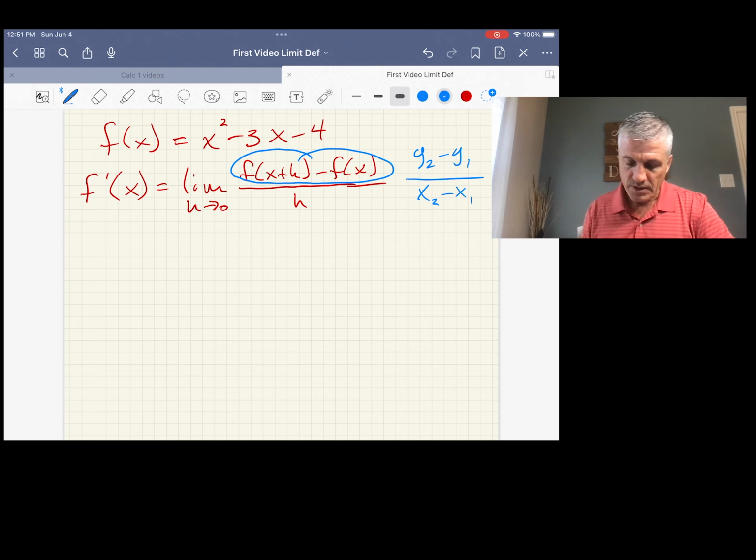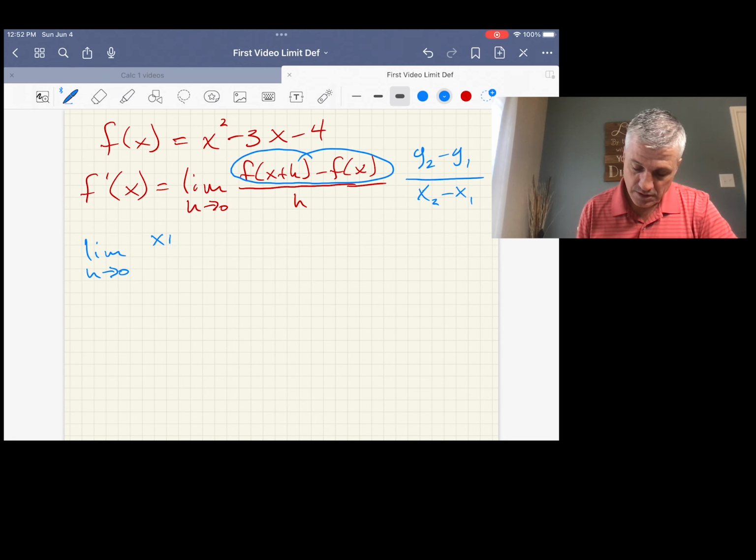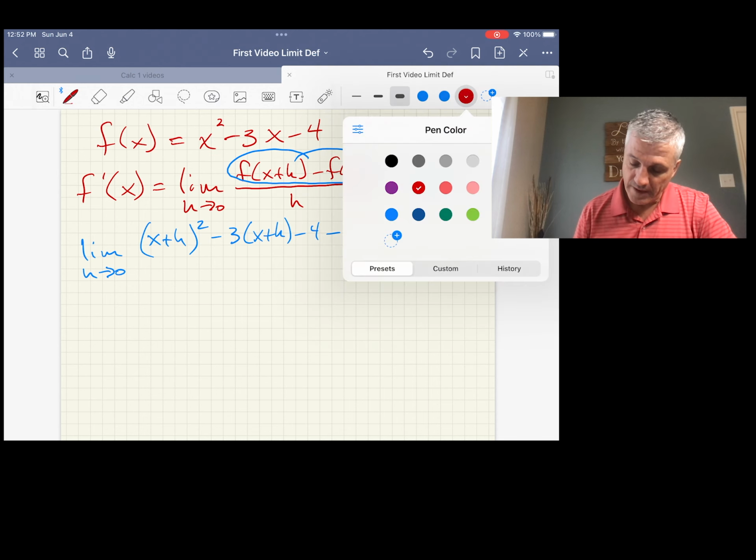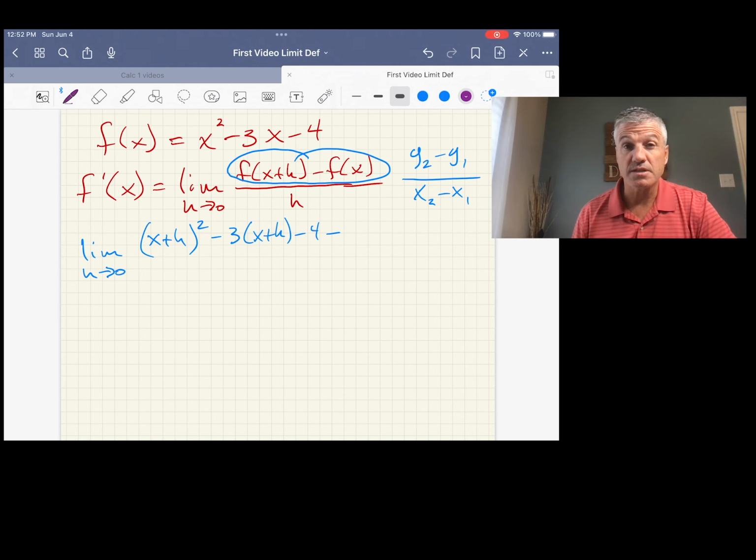All right, so the example that we have is x squared minus 3x minus 4. So we're going to have the limit as h goes to 0 of, now I've got to plug in x plus h into this function. So that means I'm going to have x plus h squared minus 3 times x plus h minus 4 minus, and this is important, important enough that I'm going to change colors, when we subtract the function itself, we need to put it in parentheses.